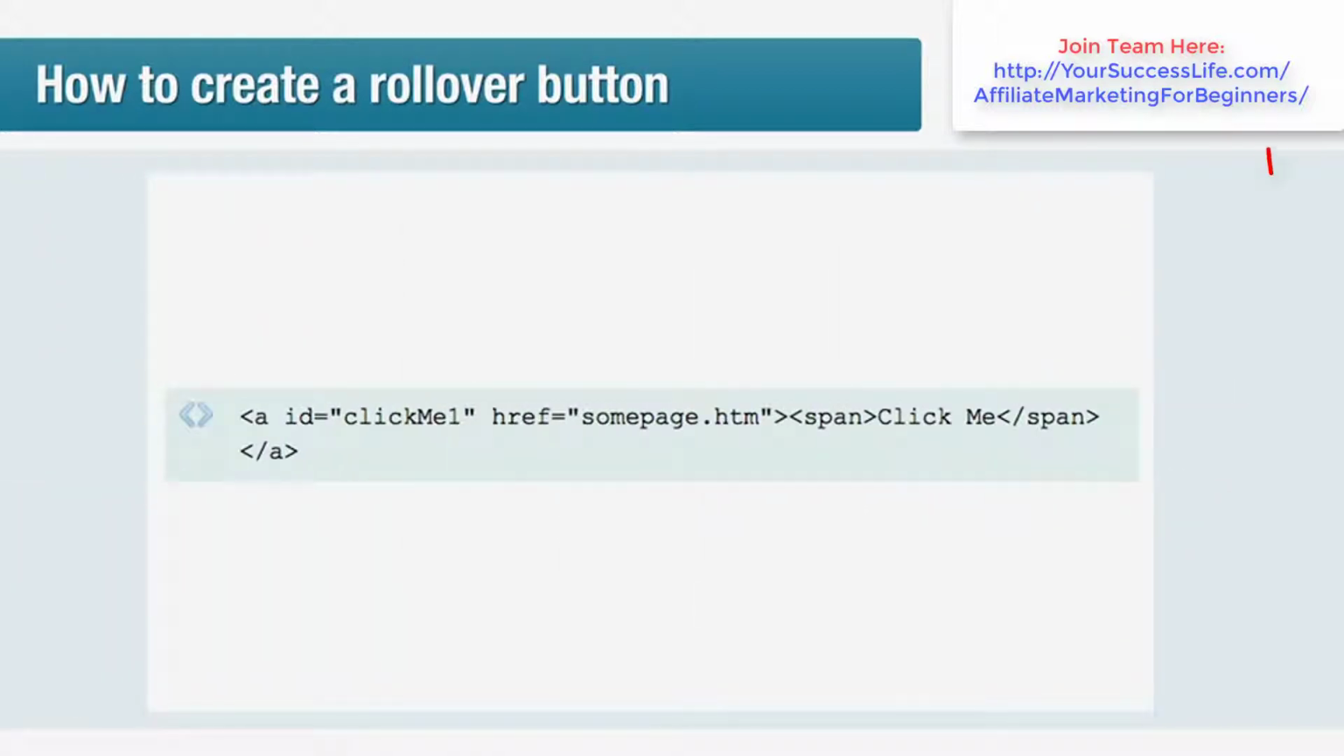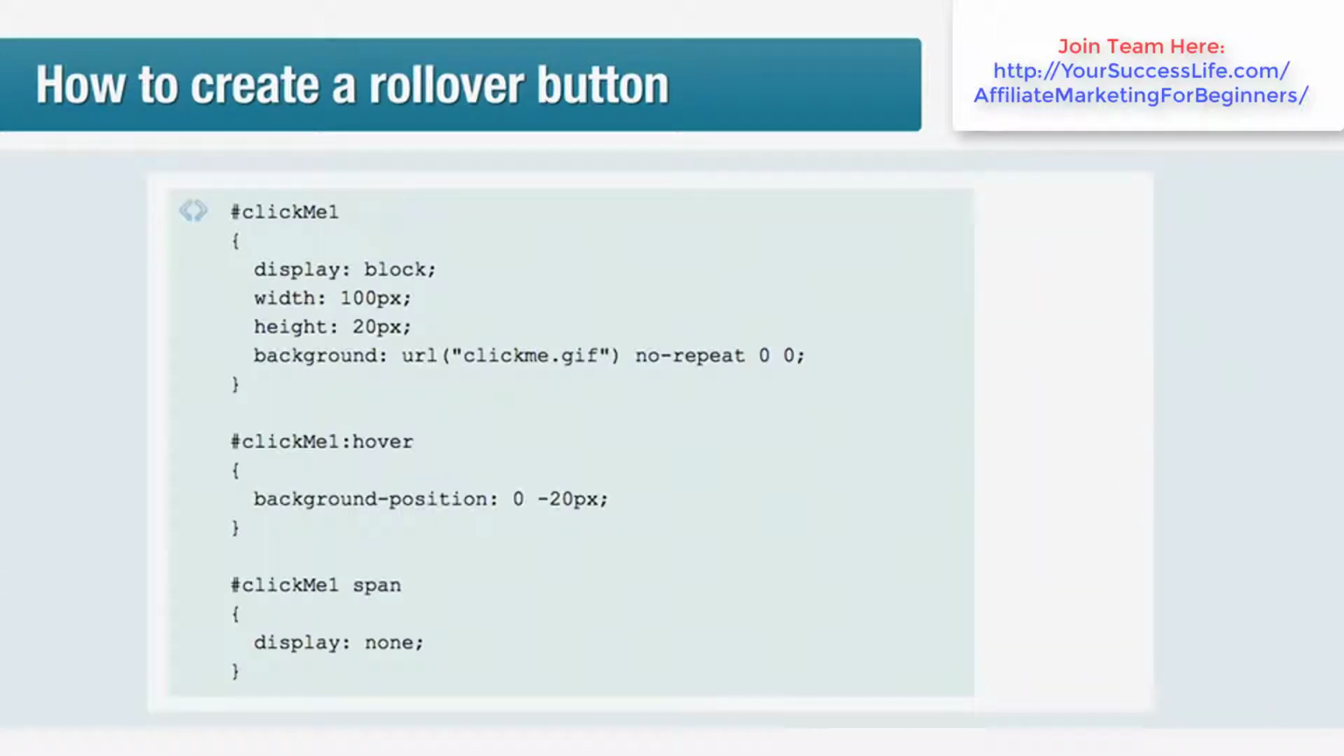Step 2, the HTML. We simply insert a search engine-friendly hyperlink in the code, as shown here. It's important we give the link a unique ID, as in this example, it is clickme1. This is particularly important if we are adding more than one rollover button. The second button will be clickme2, etc. The reason for this will become obvious in this next step, which is adding the CSS.